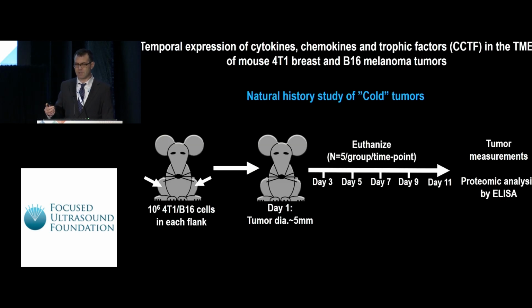For that, we first investigated the natural history growth of cold tumors, which means that we didn't give them any treatment. We injected both types of cell lines, 4T1 or B16 melanoma, or breast cancer, into the mice flank, and when they reached the size of 5 millimeters in diameter, we defined that as day 1, and from that day on, every other day, we harvested the tumors and characterized their proteomics profile.